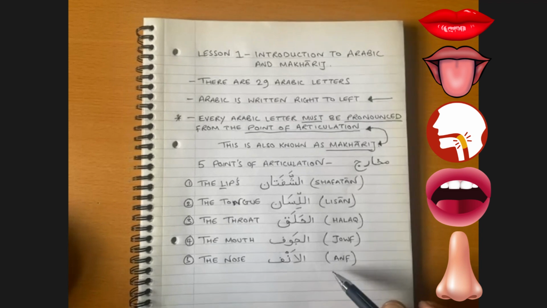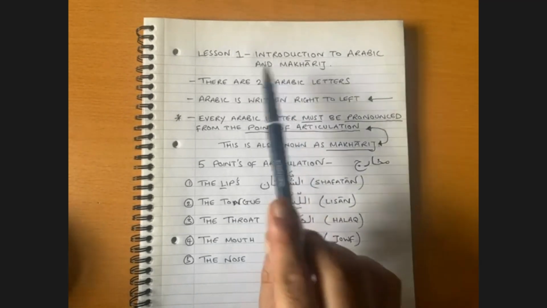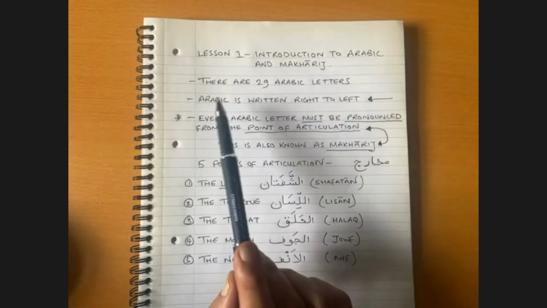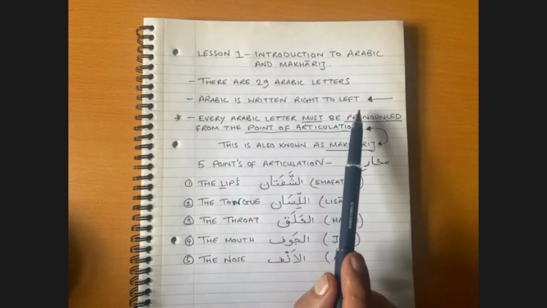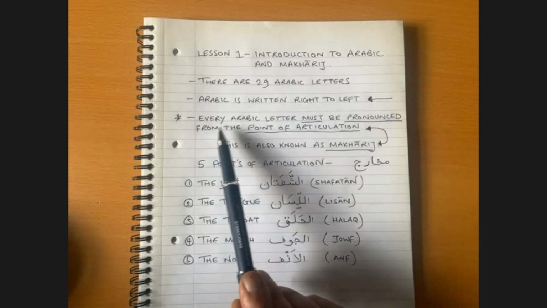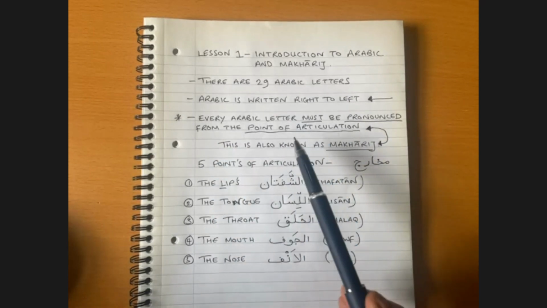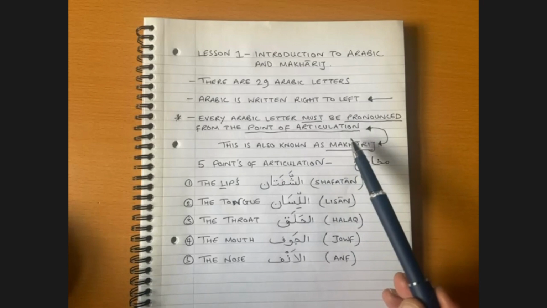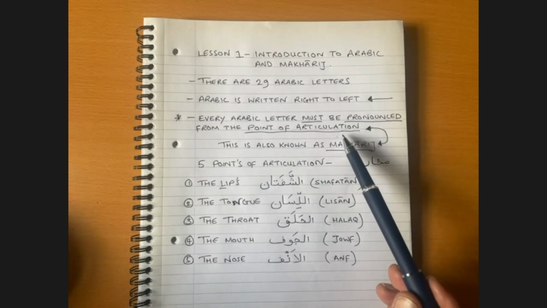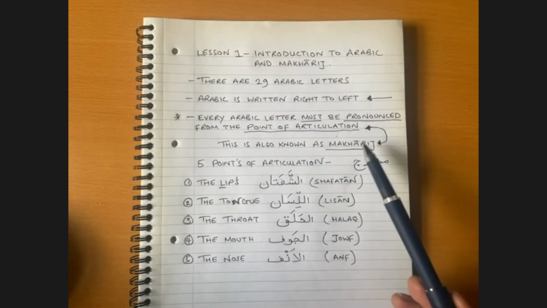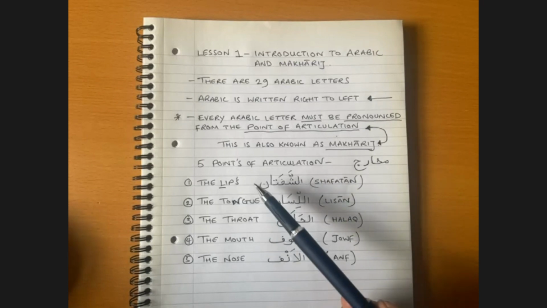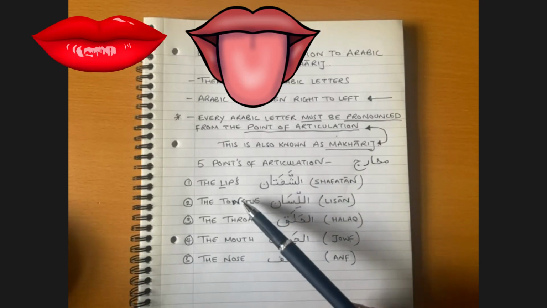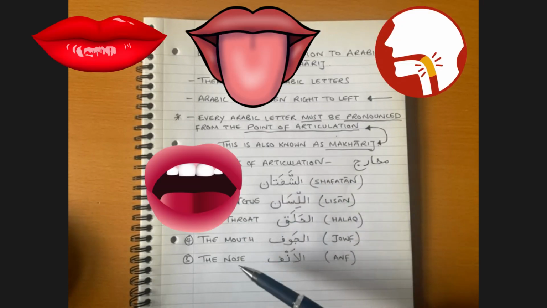This was lesson 1. Just a quick recap now. We've done a quick introduction to the Arabic language and Makharij. There are 29 Arabic letters. Arabic is written right to left. And every Arabic letter must be pronounced from the point of articulation. And this, guys, is the main point, and this is what I want everybody to remember from today's lesson. The points of articulation are known as Makharij, and there are 5 points of articulation: the lips, the tongue, the throat, the mouth, and the nose.